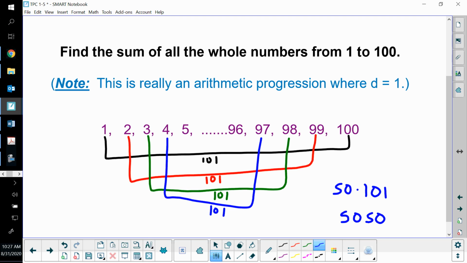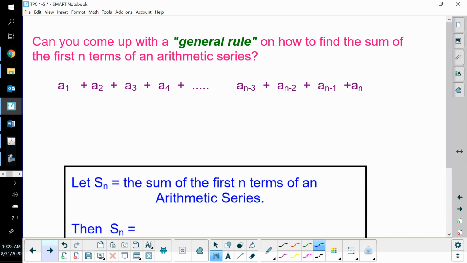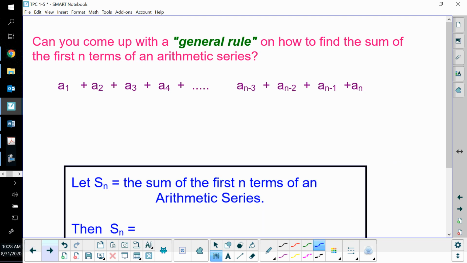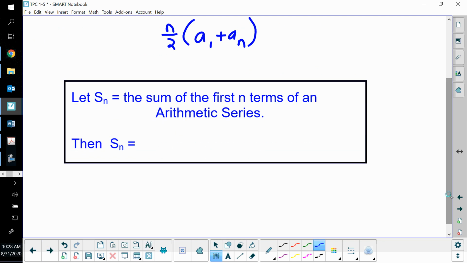And the idea behind that is where our formula comes from. So if we had in general our terms A1 plus A2 plus A3 and so on, that 101, you could think of we got it from adding the first and the last term. So in here would just be the first plus the last. And then out front was half the number of terms, because 100 was half of 50, so it's just n over 2. And that is our summation formula for an arithmetic series.